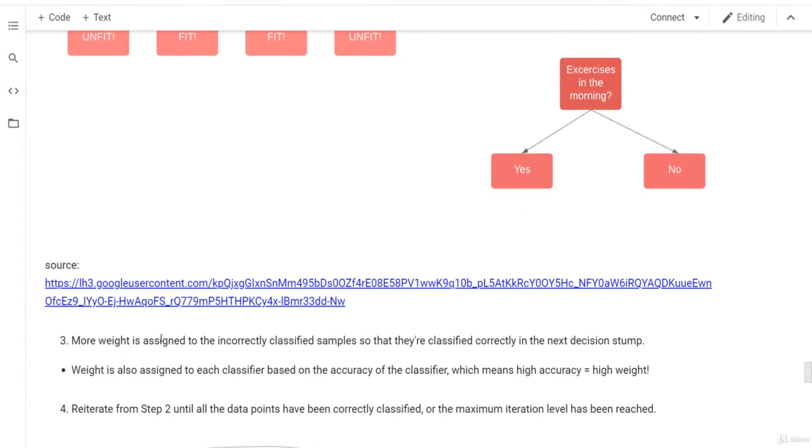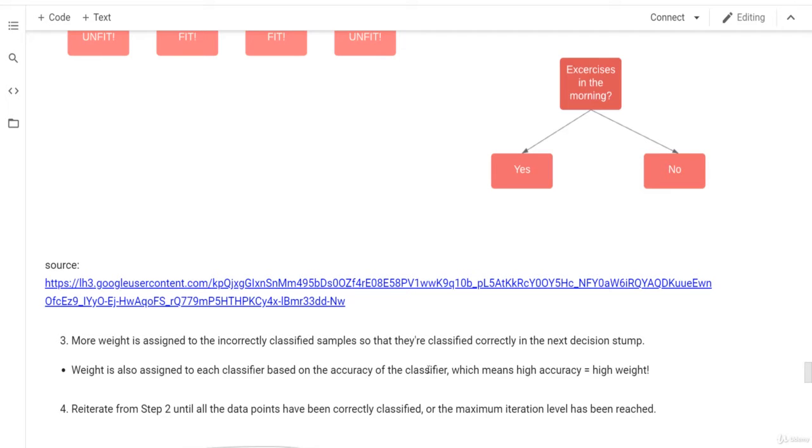Okay, now more weight is assigned to the incorrectly classified samples so that they are classified correctly in the next decision stump. Okay, so this is the third step. And weight is also assigned to each classifier based on the accuracy of this classifier, which means high accuracy equals high weight, right? So this can be a little bit confusing because we are assigning 2 weights here.